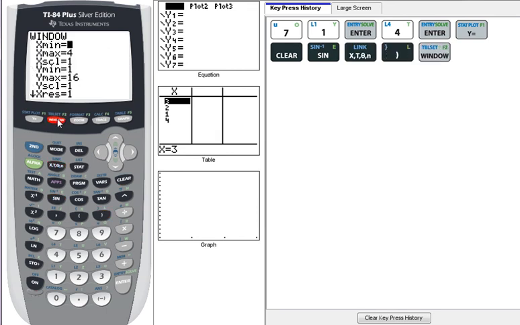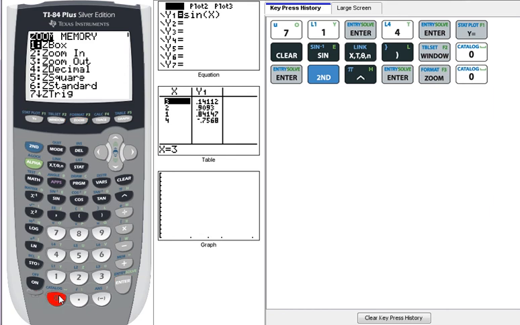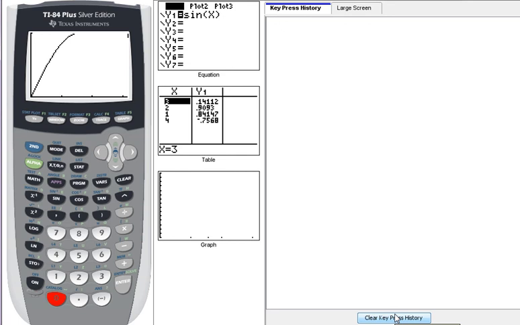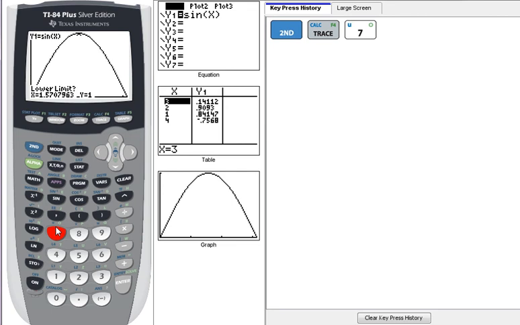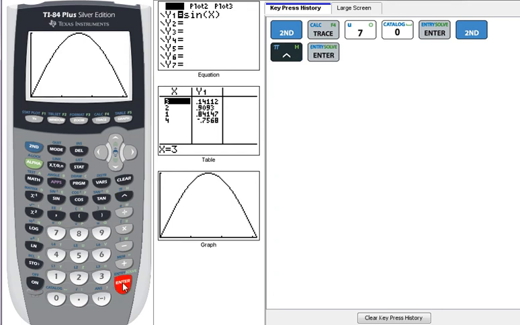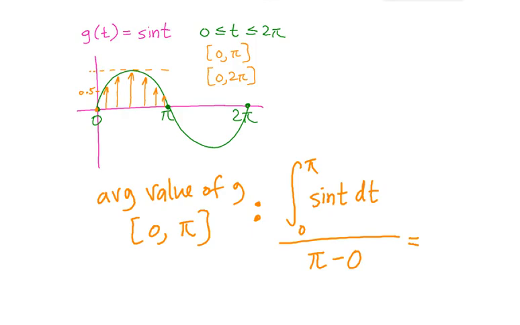Sine t, we want to start at 0. We want to go to pi in this example. Zoom fit, which is zoom 0. We'll hit second trace, option 7. Lower limit 0, upper limit pi. And we learned that the area, surprisingly and shockingly, is the whole number 2. Who would have thought that would be such a nice, pretty whole number?